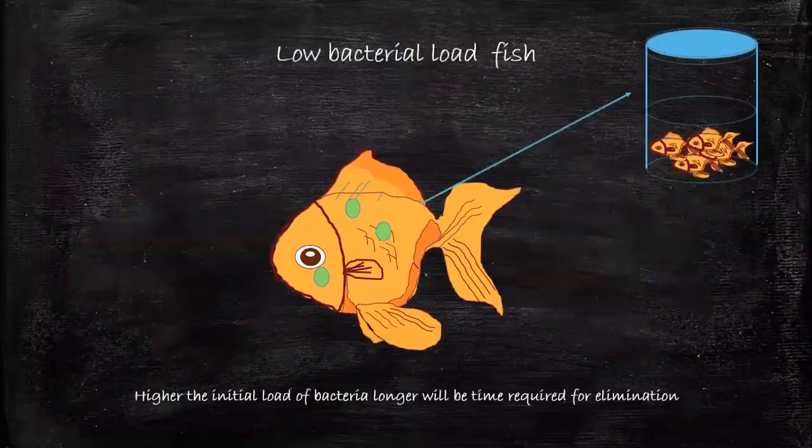So now you can see that we are selecting low bacterial fish. The higher the initial load of bacteria, the longer the time required for elimination. So we take the low bacterial fish, apply the heat procedure, and then keep those fishes in the can. I'm just explaining all these concepts roughly, but each concept has different stages and procedures. We will see that in the next upcoming lectures.